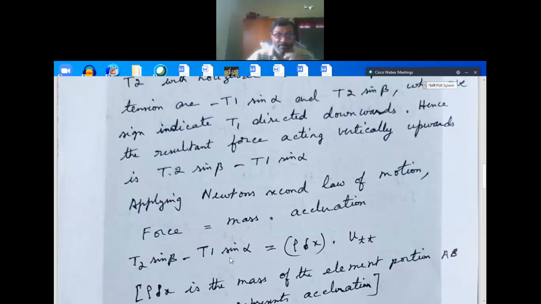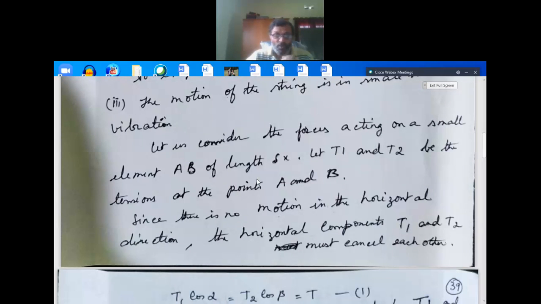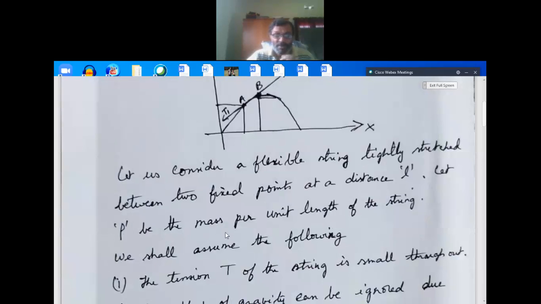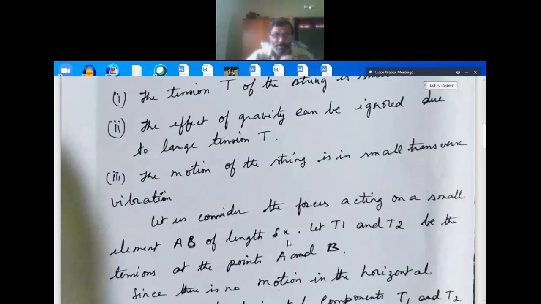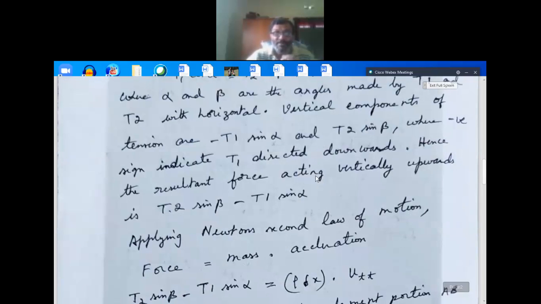And for mass, the density is rho, as I wrote at the beginning: let rho be the mass per unit length. So the density is rho and the length is delta x. So mass will be equal to length into density, that is rho into delta x, into acceleration.